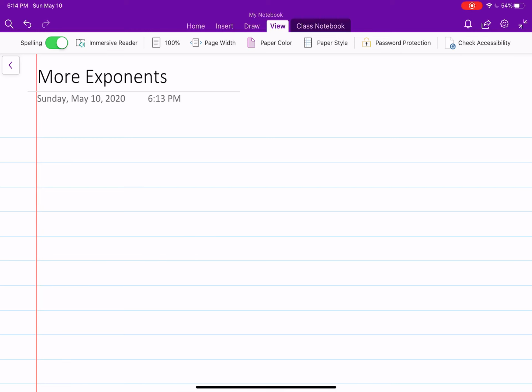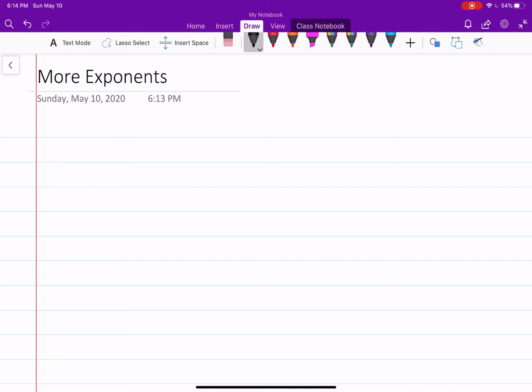Hey guys, today we're going to talk more about exponents, okay? Basically more difficult questions, but let's again review the rules of exponents.